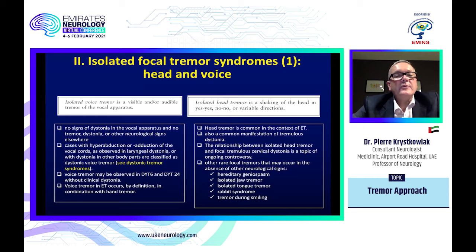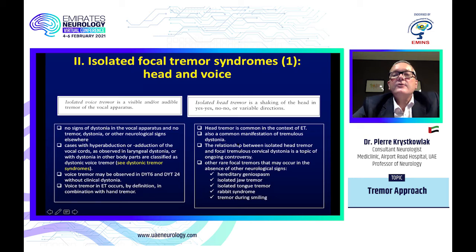And you can have some cases with hyperabduction or hyperadduction of the vocal cord, as observed in laryngeal dystonia, or with dystonia in another part of the body, which will be classified as dystonic voice tremor. And for this part, we will see the section on dystonic tremor syndrome. Voice tremor can be observed in DYT6 and DYT24 without evidence of clinical dystonia, I mean abnormal posture. And voice tremor in essential tremor occurs by definition in combination with hand tremor.